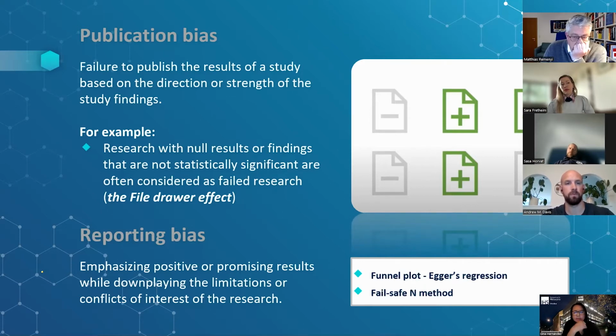process. Then we also have reporting bias. This is actually really important, and it has to do with the author and actually also with the reviewers of the paper. It happens when you are emphasizing positive or promising results while downplaying the limitations or conflicts of interest in your research. Actually, we will look a lot at this in some examples that we will have in some other sessions.